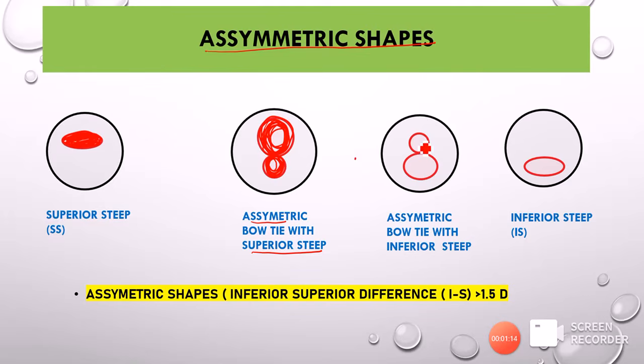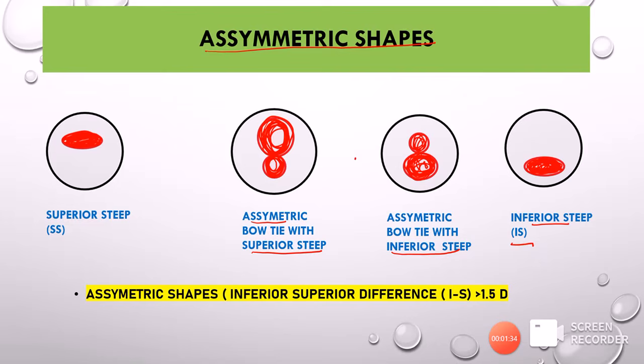So just look at this. Here also there are reddish zones, but the inferior quadrant is having greater area, and therefore that is the inferior steep quadrant. Similarly, you can have a cone, or you can have this reddish steepening area on the axial map just on the inferior quadrant, which is called inferior steep, right?